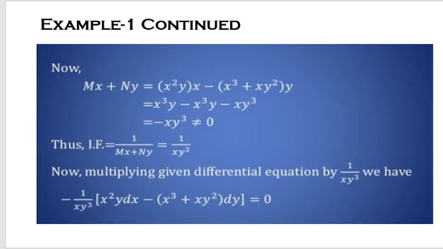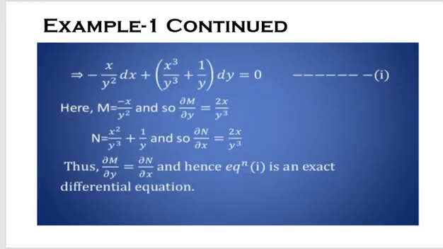Now we will multiply the given differential equation, that is the non-exact differential equation, with this integrating factor, minus 1 by xy cube. So, the entire differential equation will be multiplied with minus 1 by xy cube. After multiplication and simplification, again it is in the form of M of x comma y dx plus N of x comma y dy is equal to 0. So, again it is in the form of a differential equation M dx plus N dy is equal to 0.